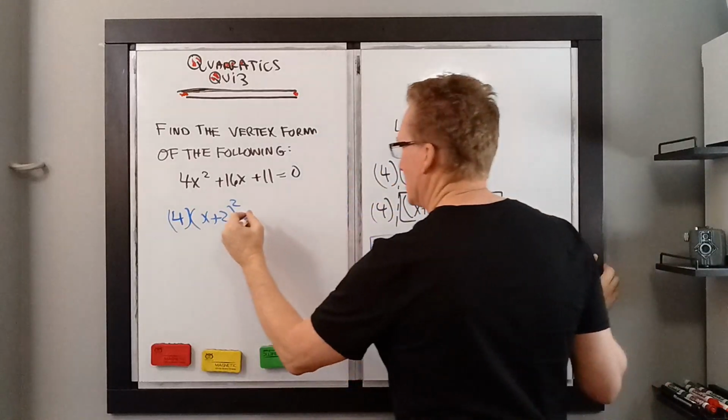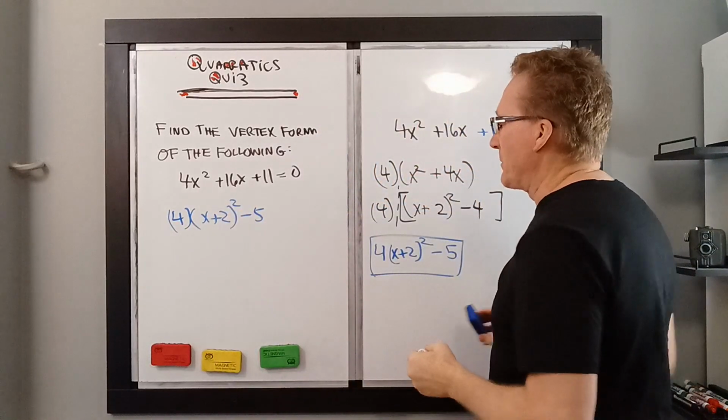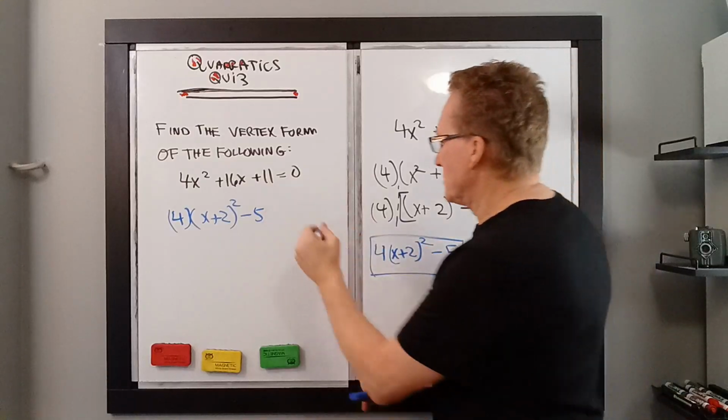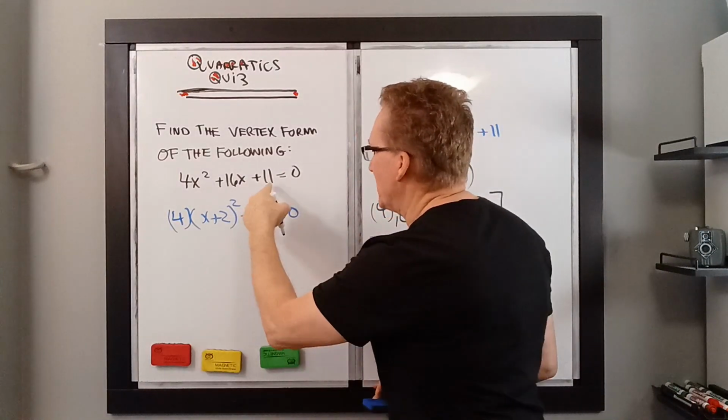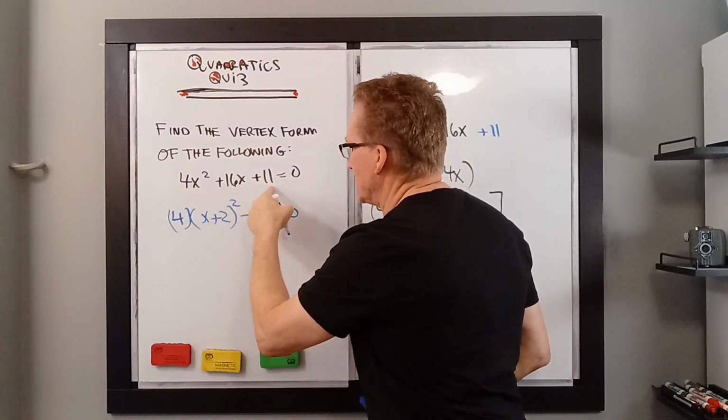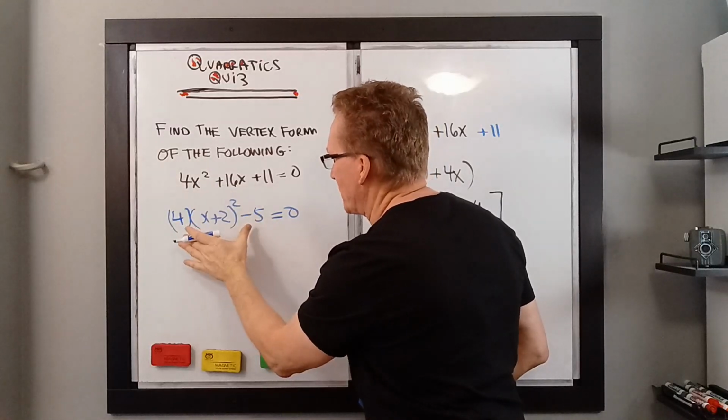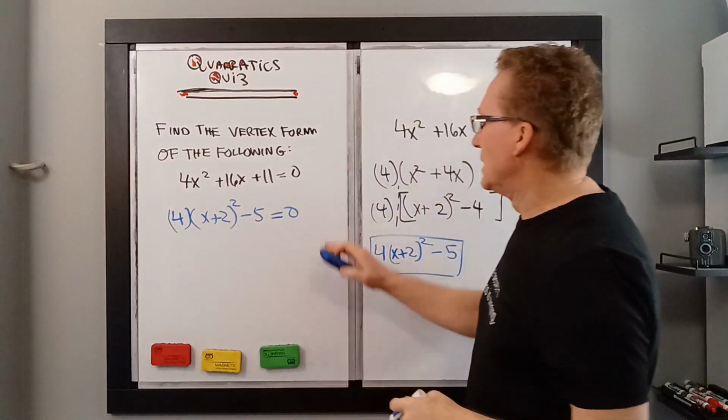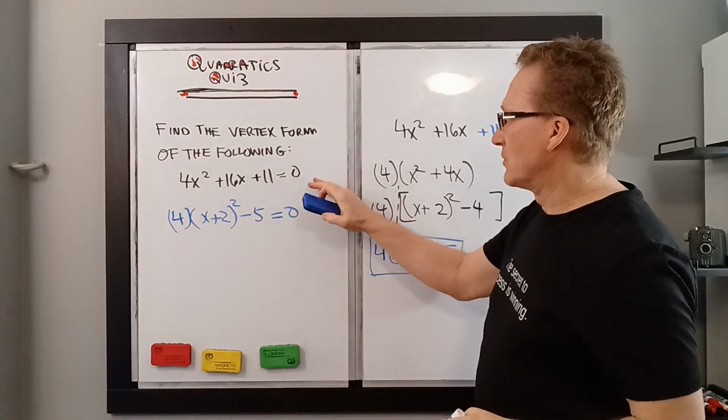squared minus 5. Remember, I promised we would just make this equal to 0, because all we've done is reformat or change the way this information is expressed. It's still equal to 0. So now we've taken this into vertex form, just like they asked.